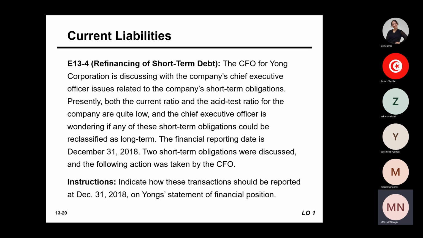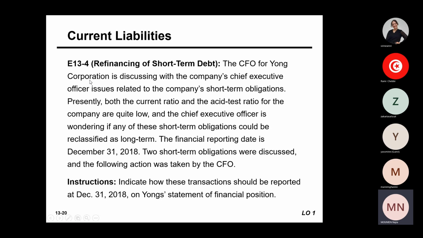In this exercise, we said that if we will be refinancing the short-term debt with long-term liabilities, then of course there is no need to keep it as short-term debt. Or also, if you have an unconditional right to defer the settlement for more than 12 months from the reporting date, we have to report them as long-term liabilities, so they should be excluded from the current liability section. So let's take this example.